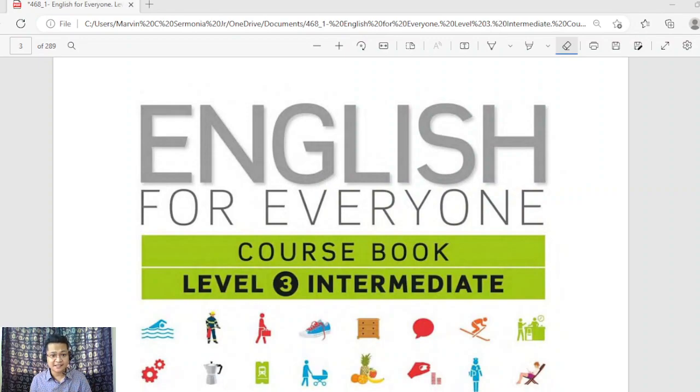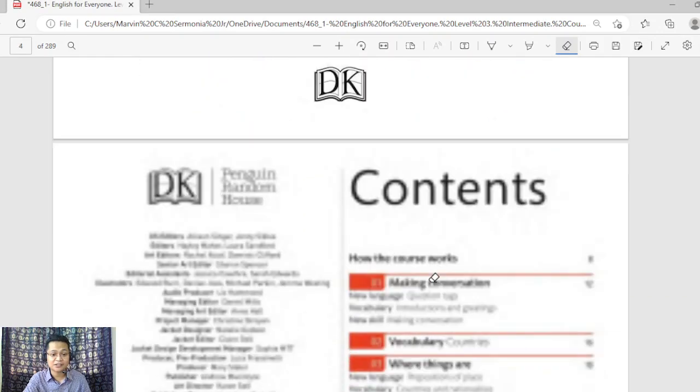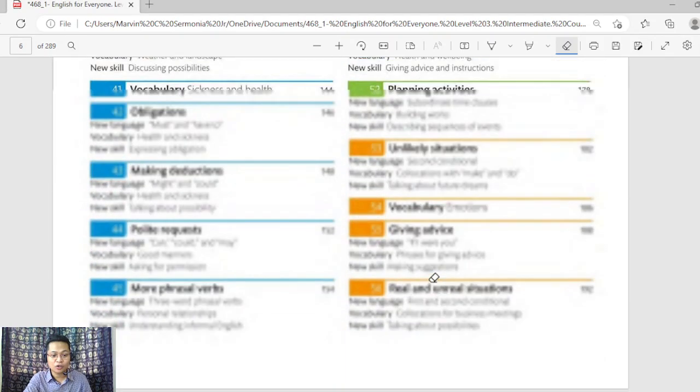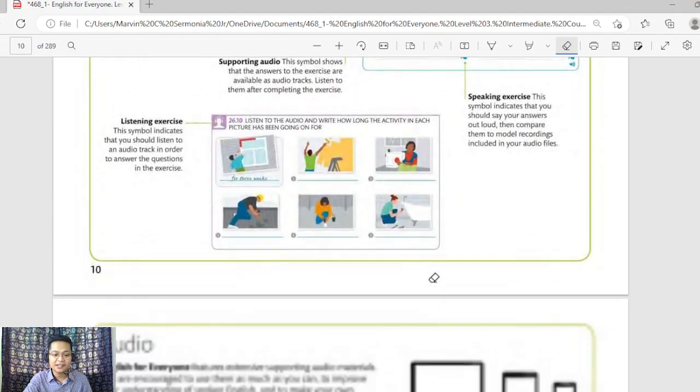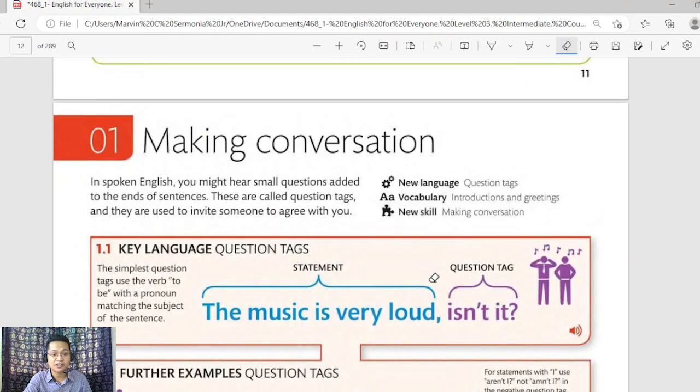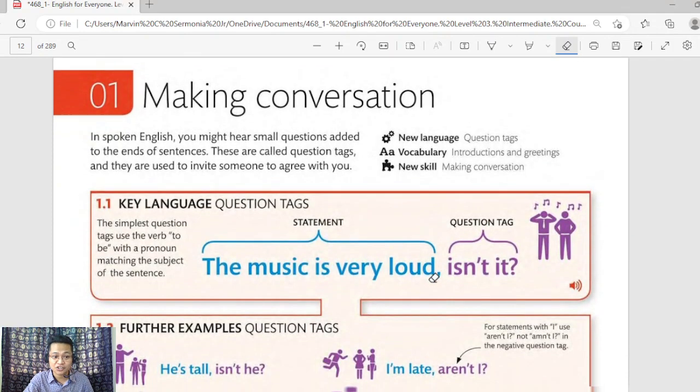For this first set of lessons, I will be using the course book entitled English for Everyone, which is intended for level 3 intermediate students. With this, we can start our discussion on making conversation. The first lesson in this course book is about making conversation.